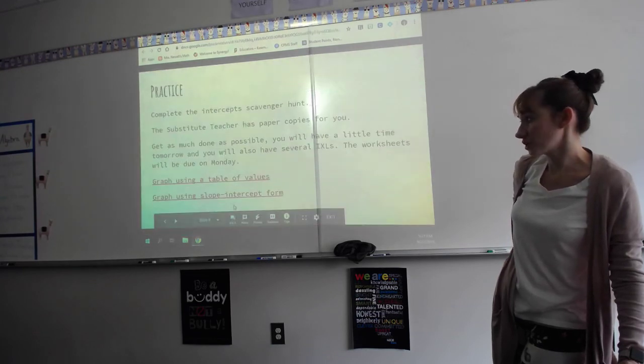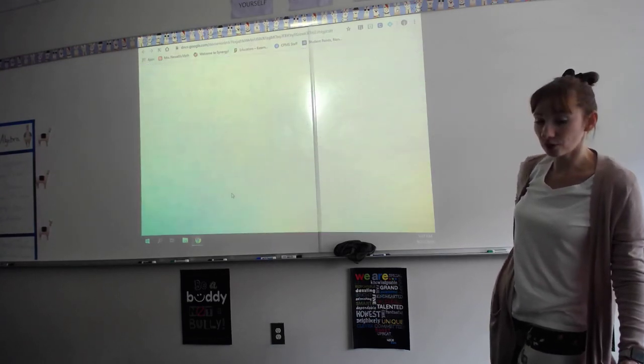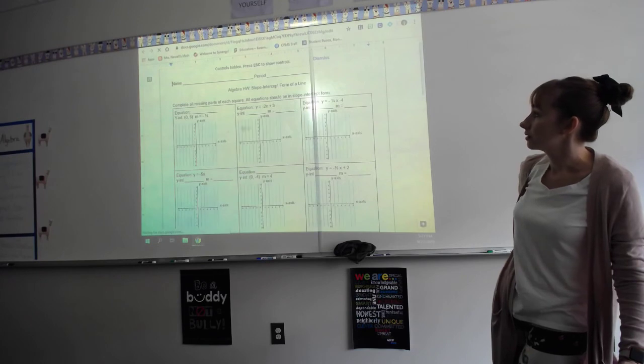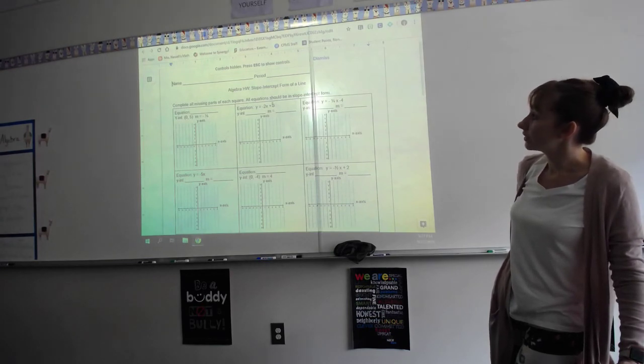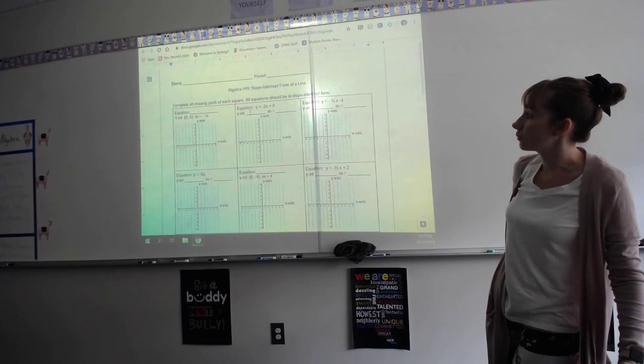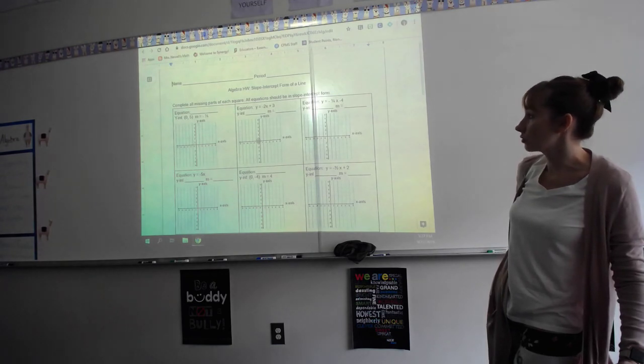And then the other worksheet is graphing using slope-intercept form, which was the second method we looked at. And all you're given is you either need to write the equation because you're given the y-intercept and the slope, and then you're going to graph it. Or you may be given the equation, and you may have to say what the y-intercept and the slope is, and you have to graph it.